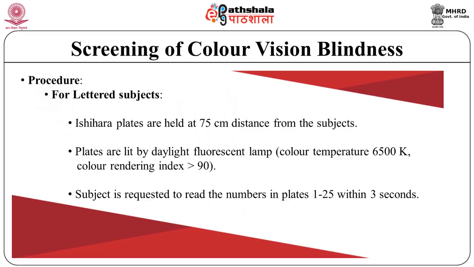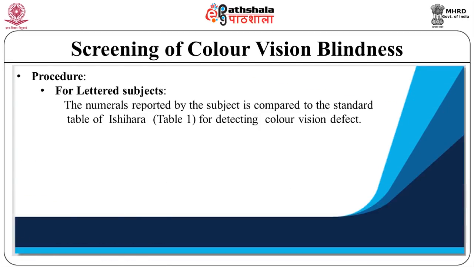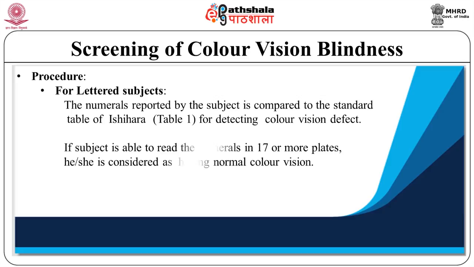What is the procedure that we follow? When your subjects are lettered, the Ishihara plates are held at a 75 centimeter distance from the subject. The plates are lit by daylight fluorescent lamps, so the color temperature would be around 6500 K, and the color rendering index is usually kept at 90 or higher. The subject is requested to read the numbers in plates from 1 to 25 within the first 3 seconds. The numerals reported by the subject are compared to the standard table of Ishihara for detecting color vision defect. If the subject is able to read the numerals in 17 or more plates, he or she is considered as having normal color vision.